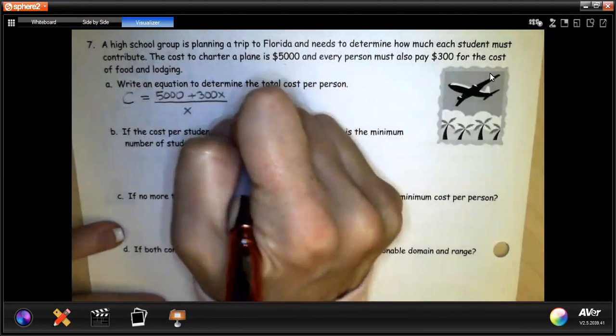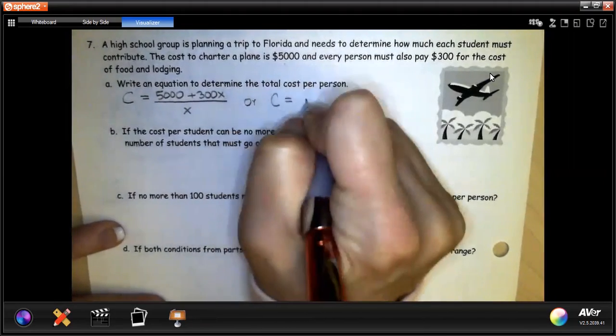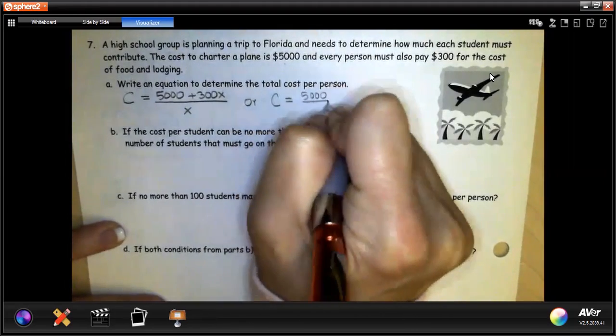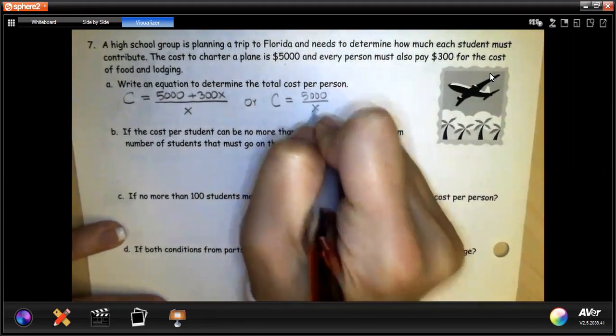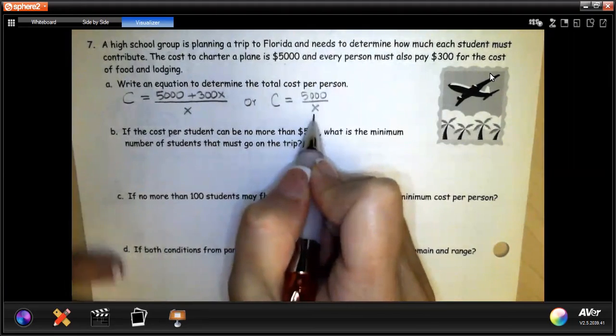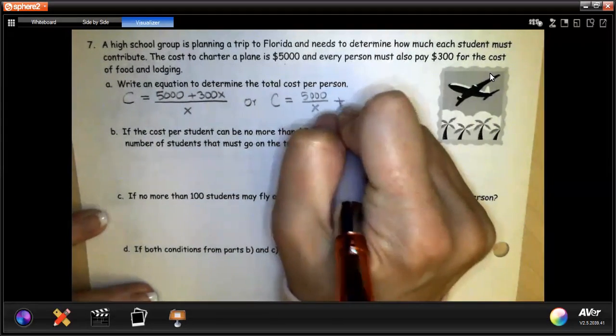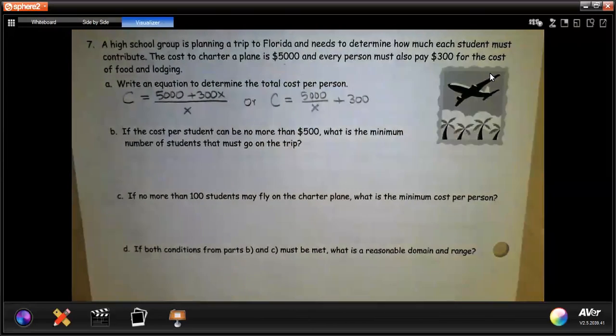Some people will also write it as the 5,000 that's being split. So they take that 5,000 for the airplane and divide it by the number of people going so they can split that price. And then each person is paying 300. So you can add 300 at the end. Both of those are the same. So whichever one makes more sense to you is the way you would want to set that up.